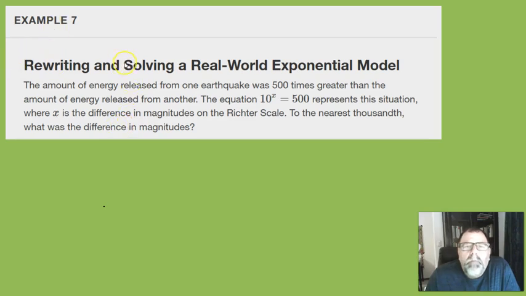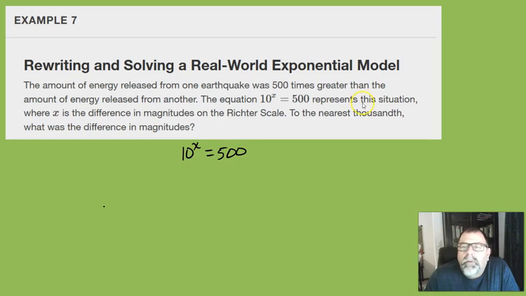Example 7, rewriting and solving a real world exponential model. The amount of energy released from one earthquake was 500 times greater than the amount of energy released from another. The equation 10 to the x equals 500 represents this situation, where x is the difference in magnitude on the Richter scale. To the nearest thousandth, what was the difference in magnitudes? So we want to solve this for x. So 10 to the x equals 500.